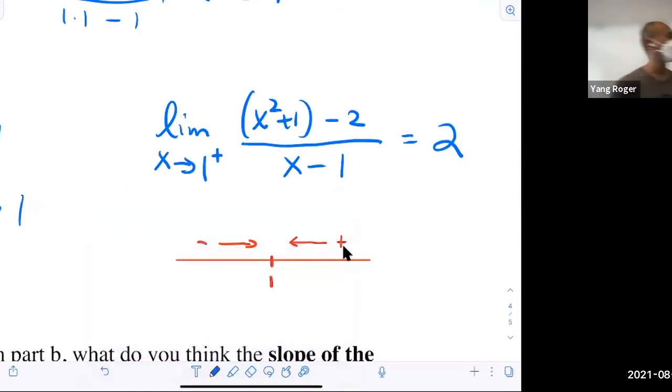So this right here is what we had just calculated. I put the plus here to indicate that I'm plugging in positive numbers that are a little bit bigger than 1. Does that make sense to everybody? Are there any questions? Yes.